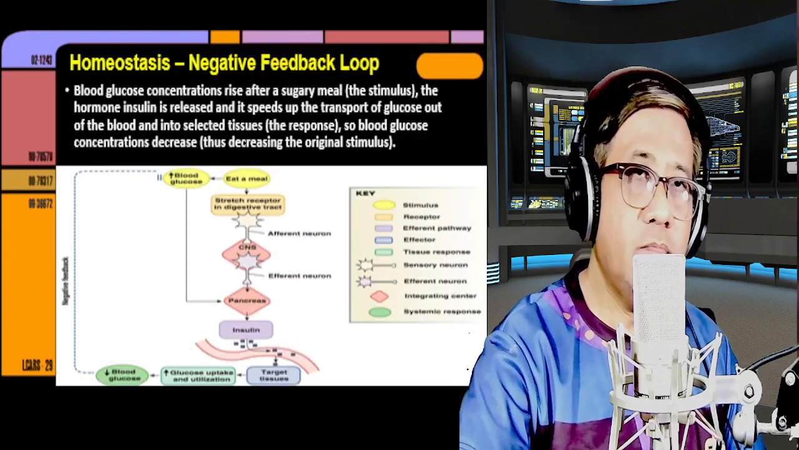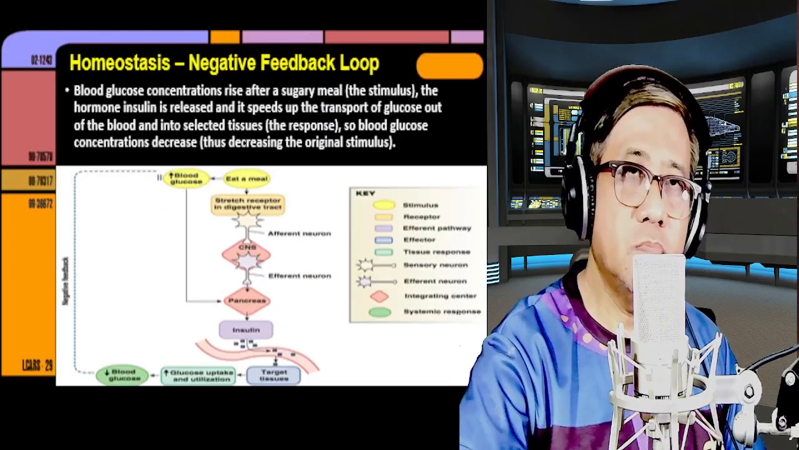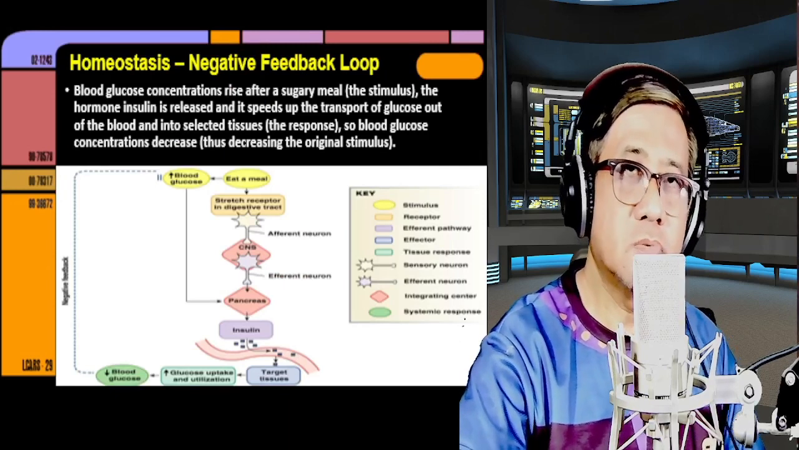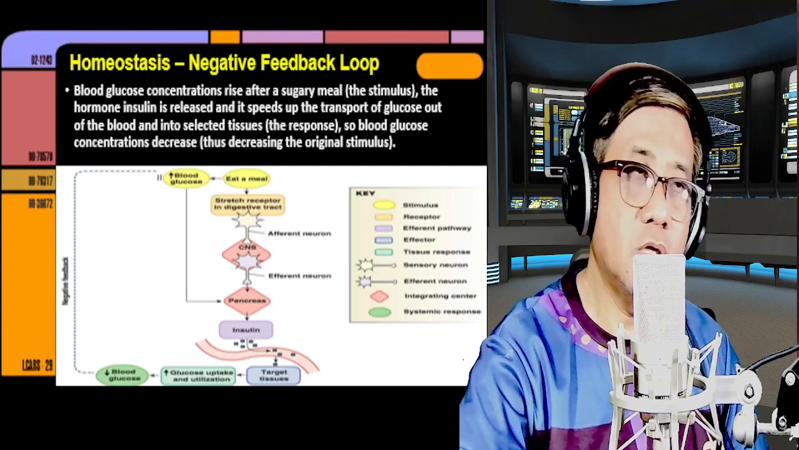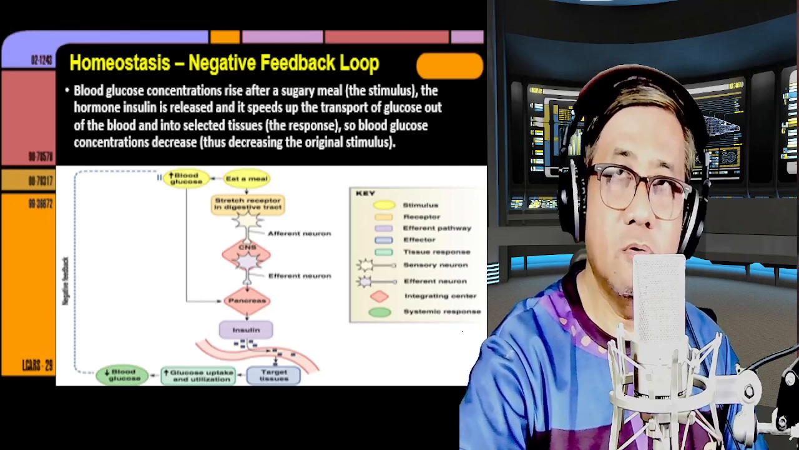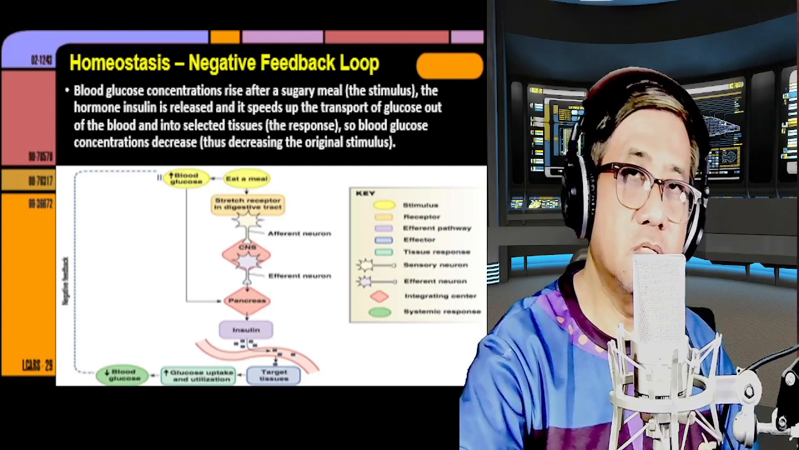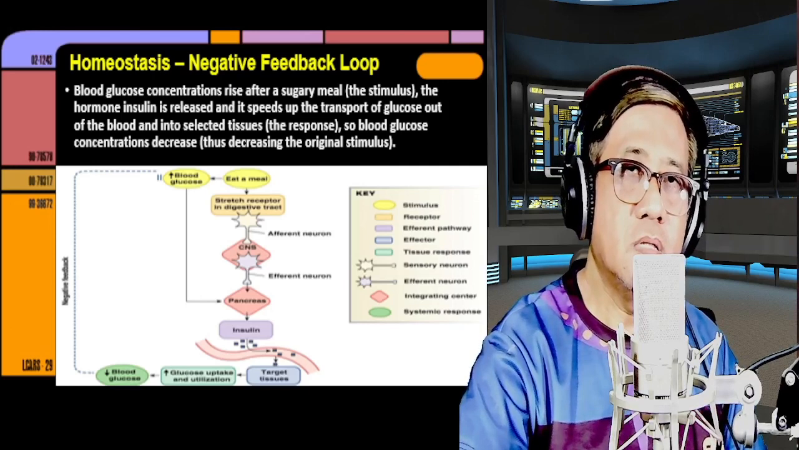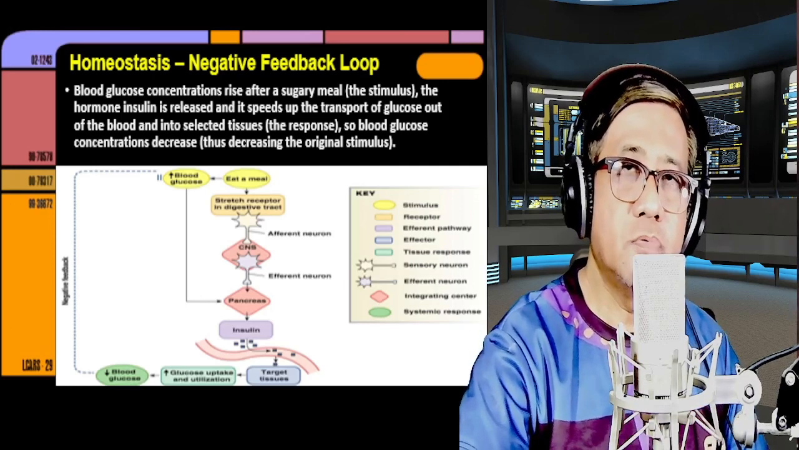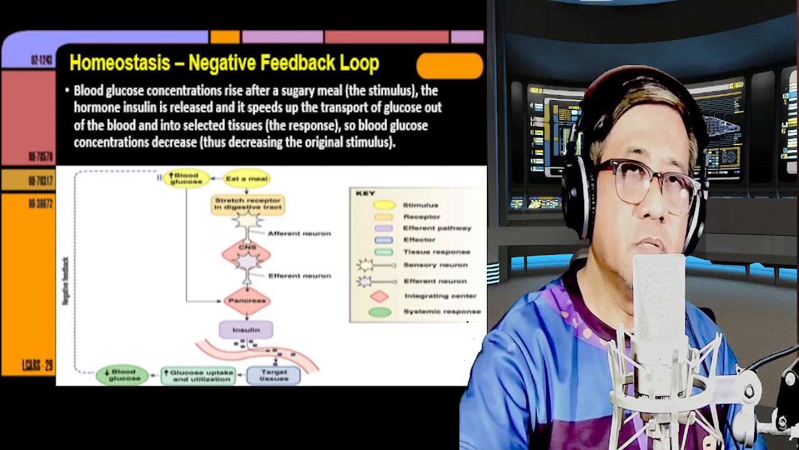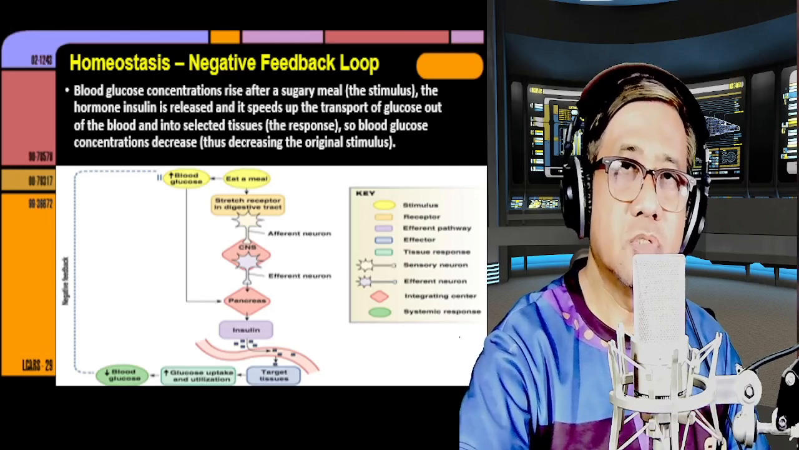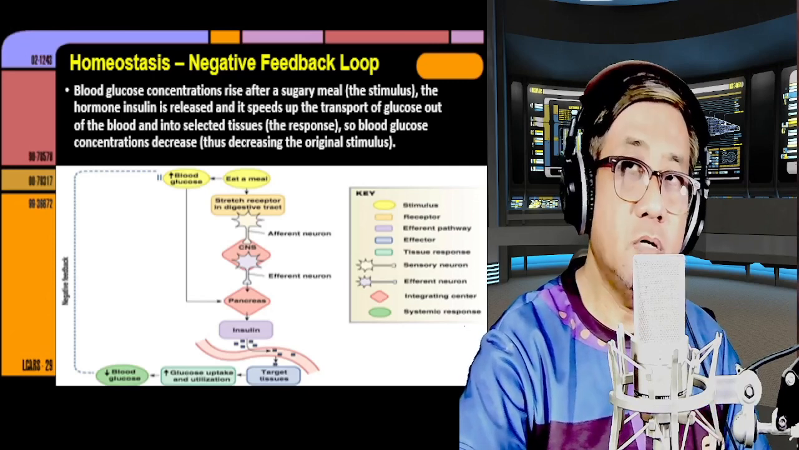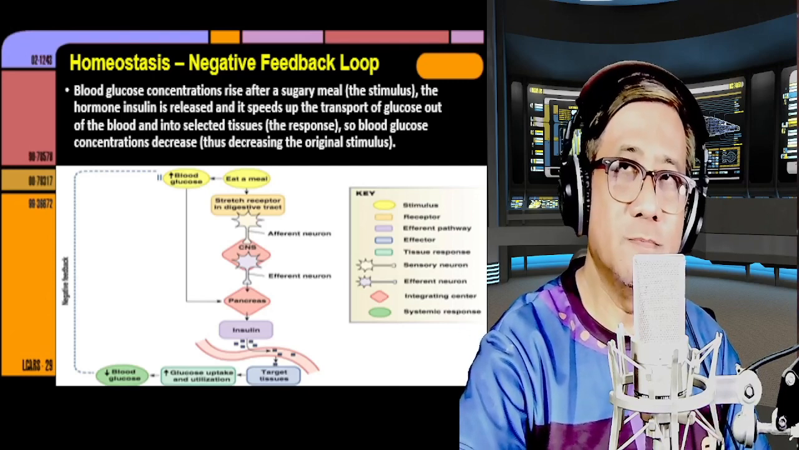Alright? So for a negative feedback loop, the best example would be the control of blood sugar. Blood glucose concentrations rise after a sugary meal. Kunyari, kumain kayo ng cake or uminom kayo ng soft drinks. So that's the stimulus. The hormone insulin is released and it speeds up the transport of glucose out of the blood and into selected tissues. So the blood glucose level or concentration decreases to its normal set point value.